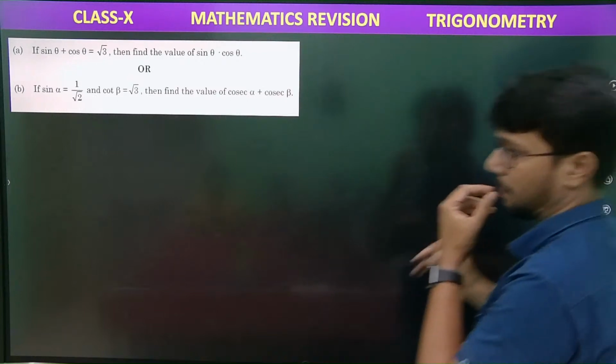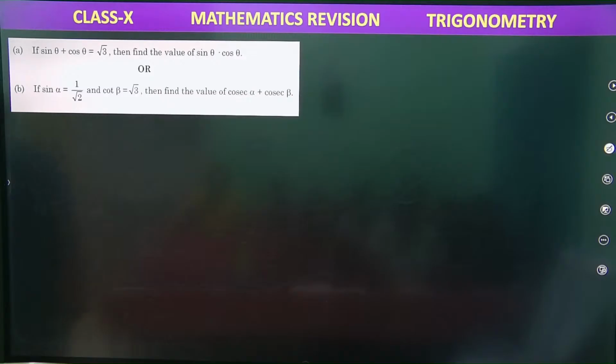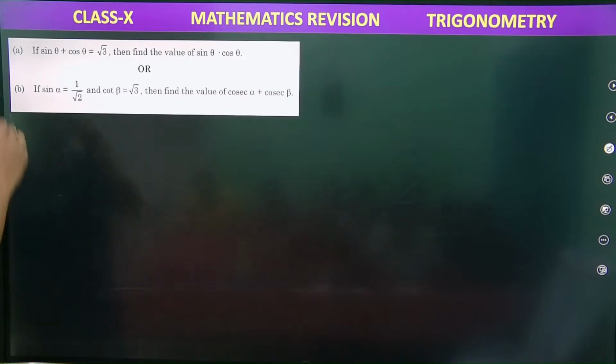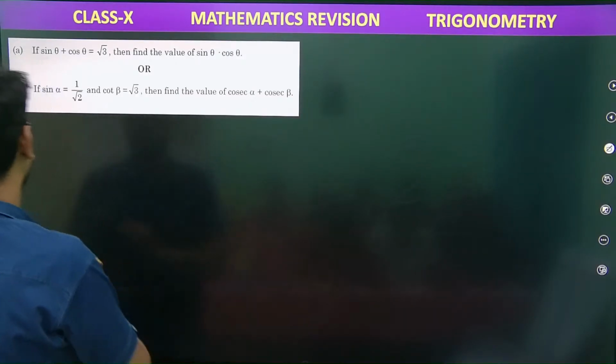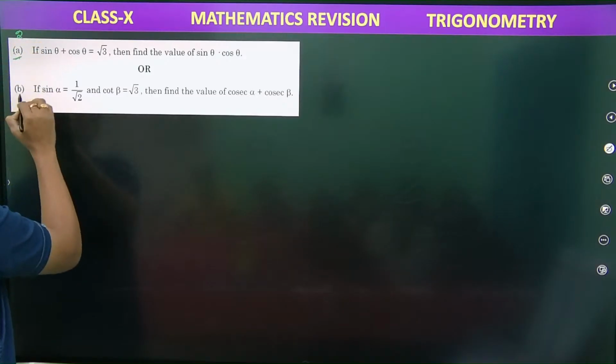Solve this question. Start karo. How can we solve this question? This is question number 2A and 2B, we will write. Okay, question number 1 is over. This is question number 2A, 2B.